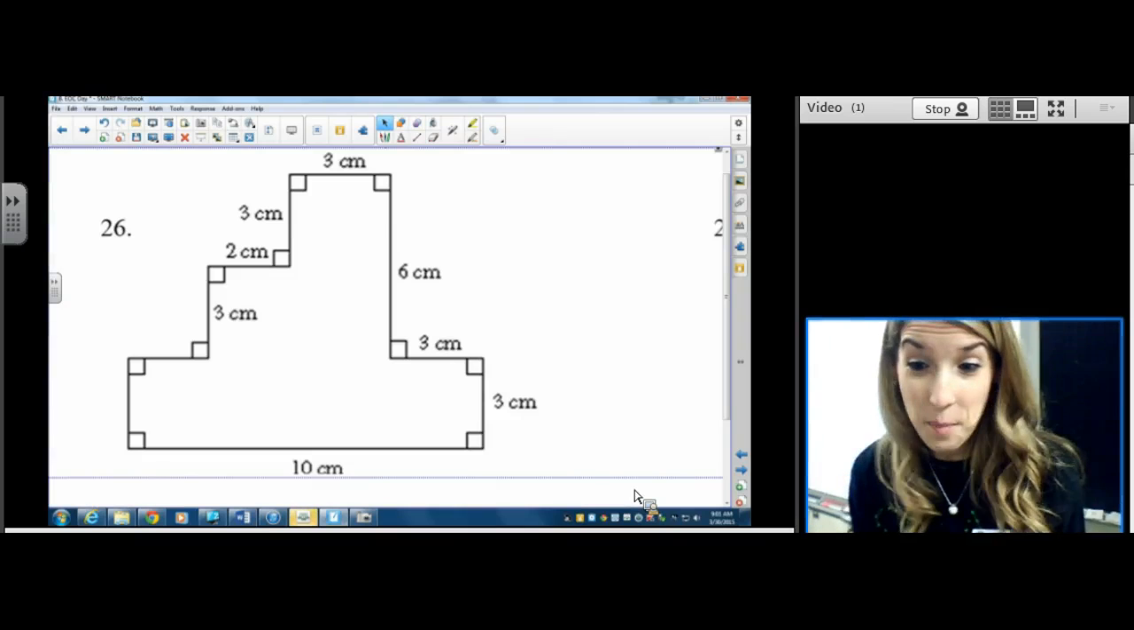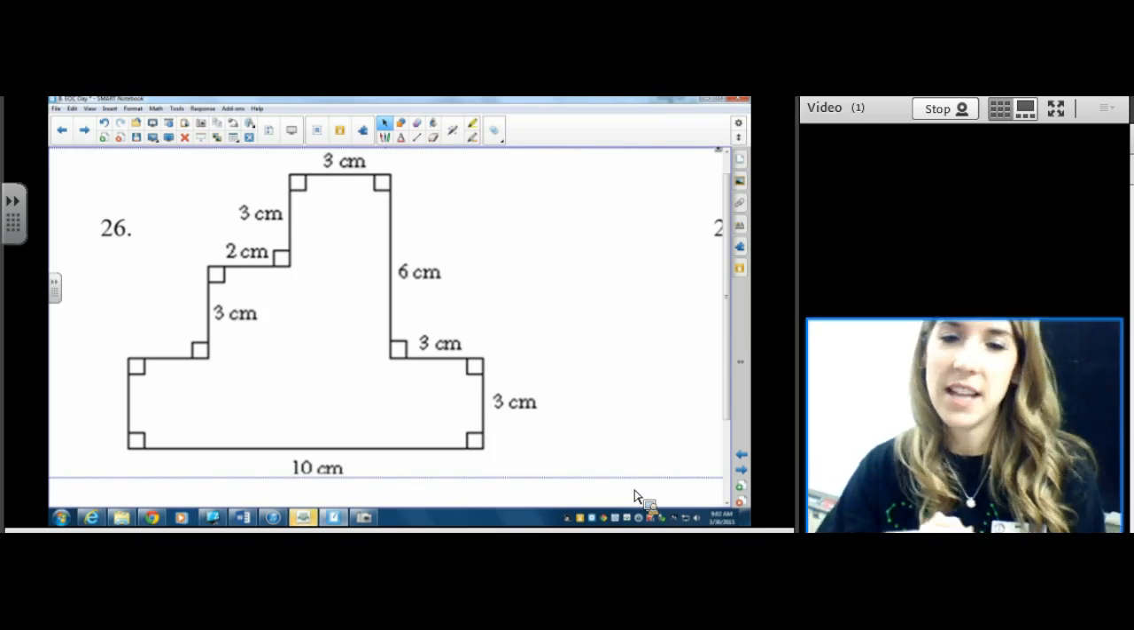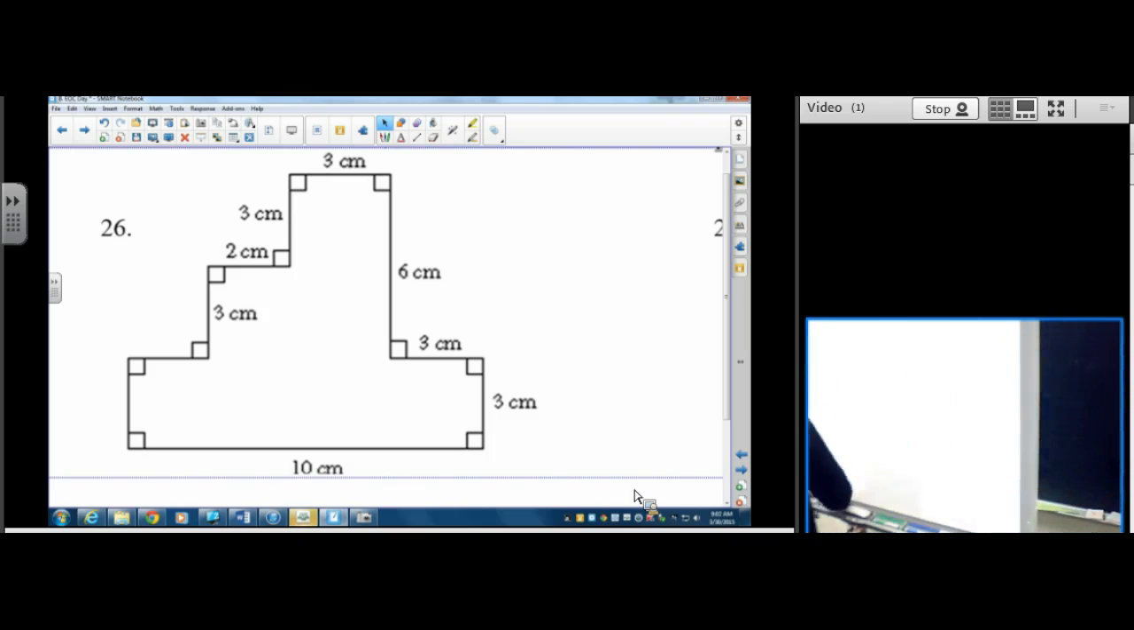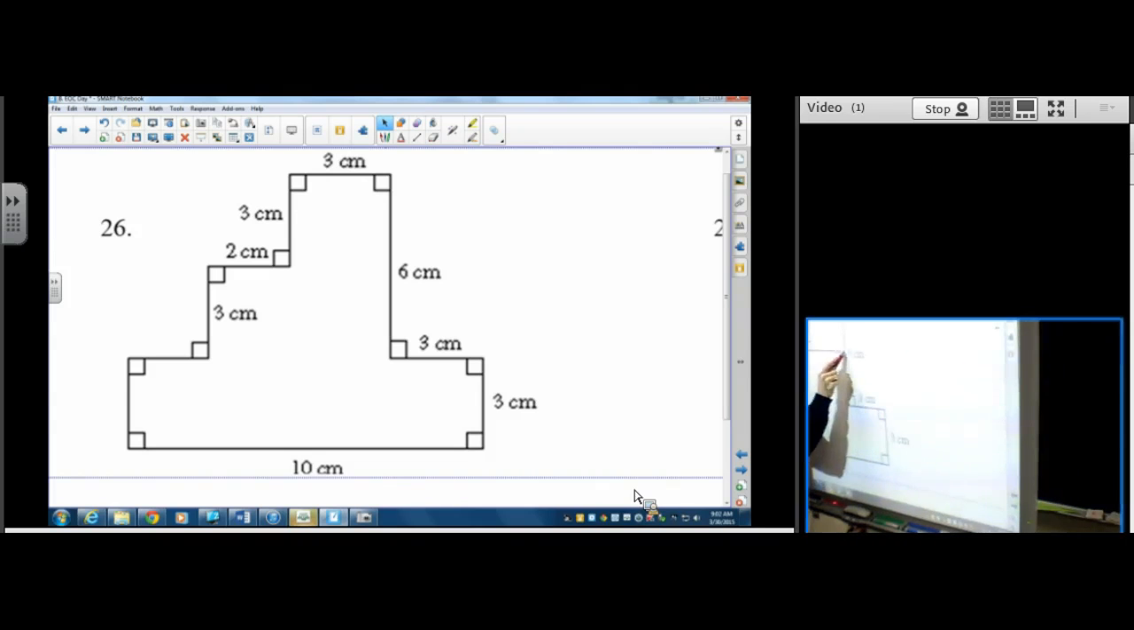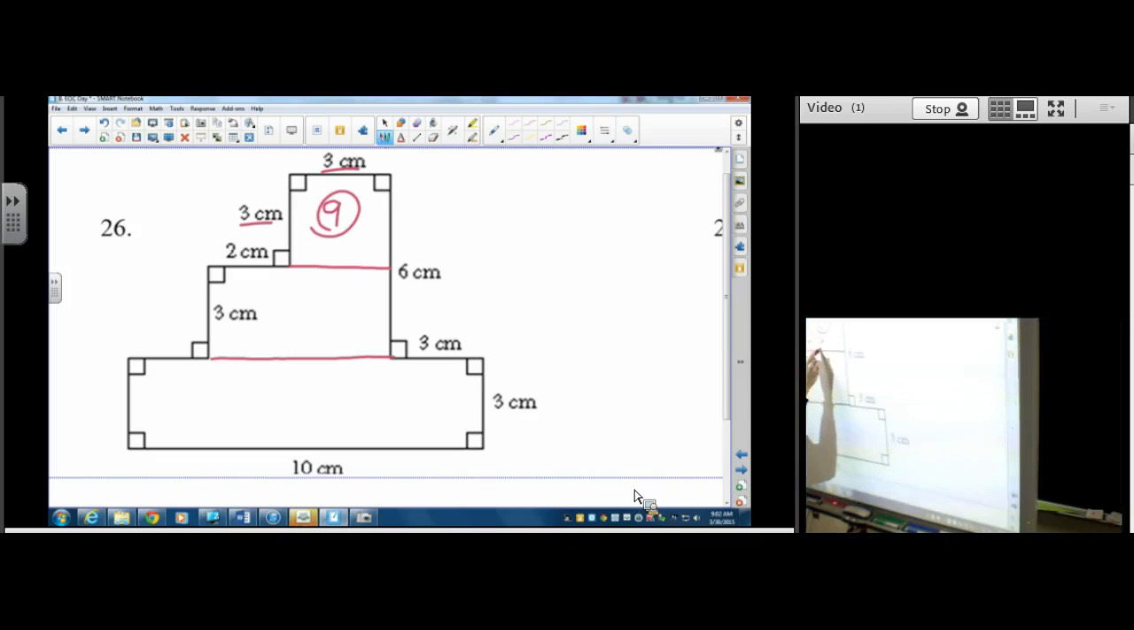This one really is not as intimidating as it looks. We don't have to find the perimeter. Woo! So we just have to find the area. That's great. So let's divide this up. I would just divide it here and here. You can divide it however you want. Length times width. Here's the length. What's the width? 2 plus 3. Does that look good? 5. Making sure. 3 by 5.